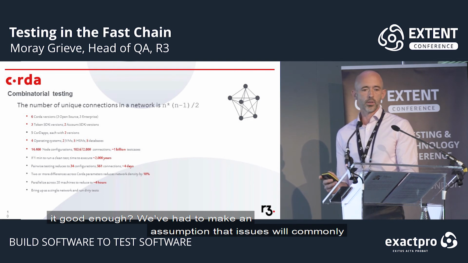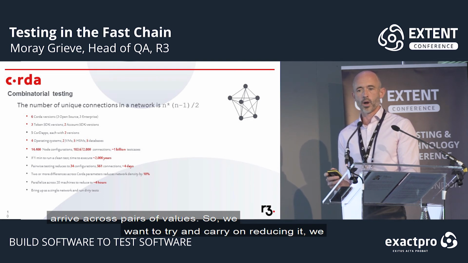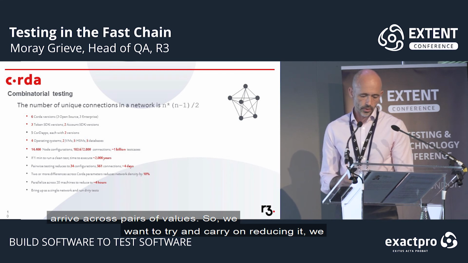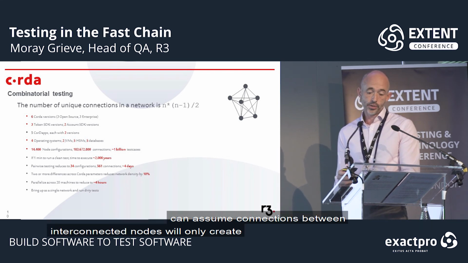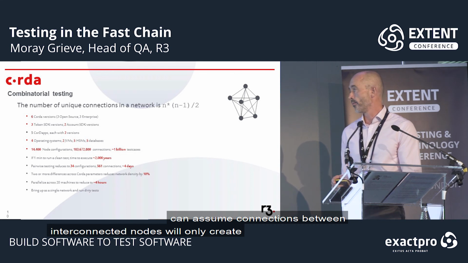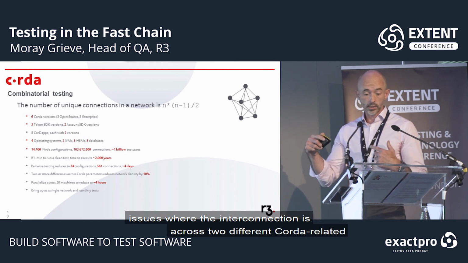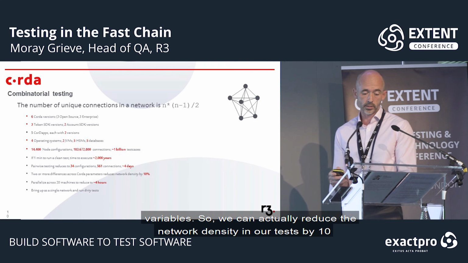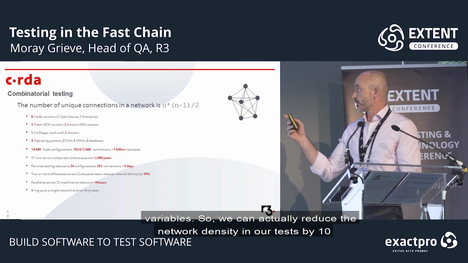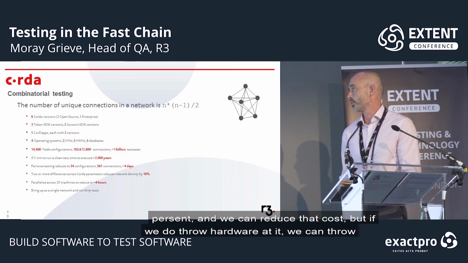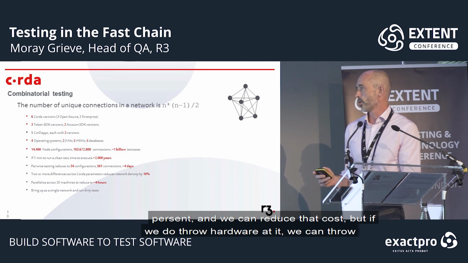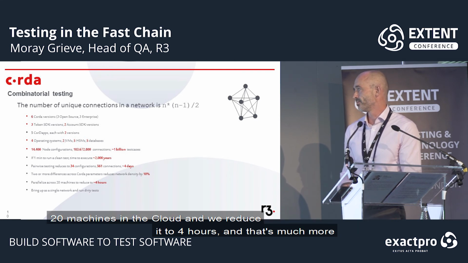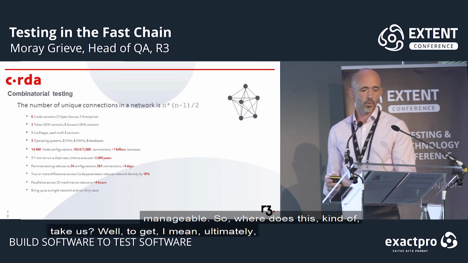We've had to make an assumption that issues will commonly arise across pairs of values. So if we want to carry on reducing it, we can assume connections between interconnected nodes will only create issues where the interconnection is across two different Corda-related variables. So we can actually reduce the network density in our test by 10%, and we can reduce that cost. But if we do throw hardware at it, we can throw 20 machines in the cloud, and we reduce it to 4 hours, and that's much more manageable.